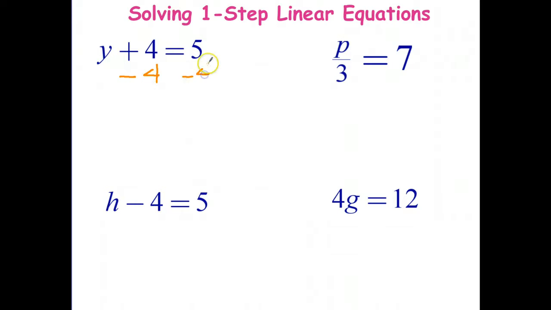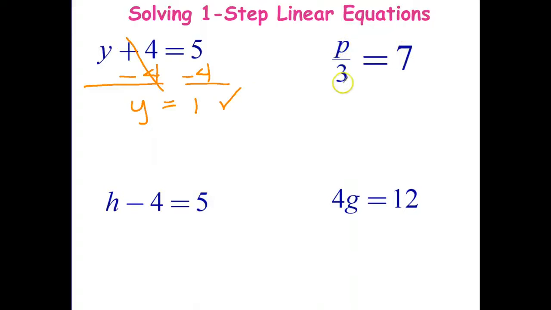So I have to subtract 4 from the left-hand side. To keep the balance, I also have to subtract 4 from the right-hand side. Now plus 4 minus 4 crosses out, and I'm left with just the y on the left, and 5 minus 4 is 1. So I think the answer is y equals 1. Let's do a quick check to see if that's correct. 1 plus 4 does equal 5, so we have found the correct answer. One nice thing about solving equations is you can usually check the answers yourself just by substituting.